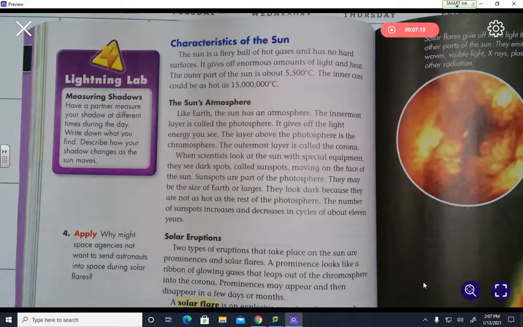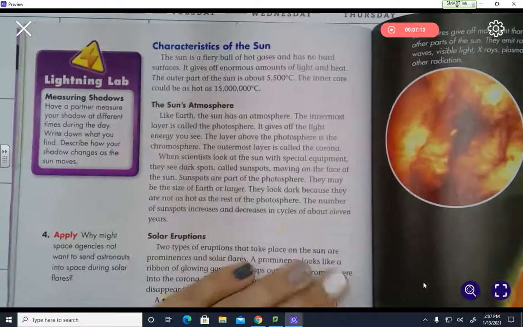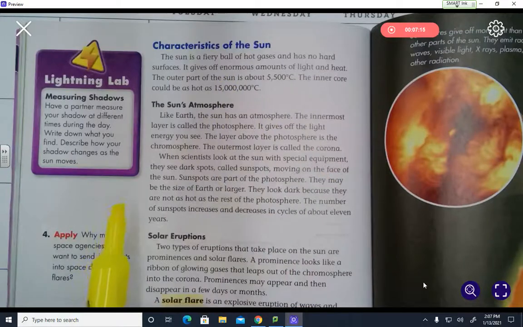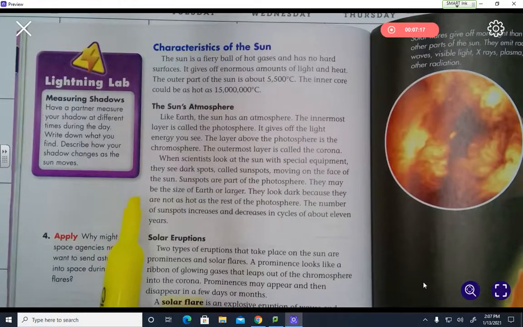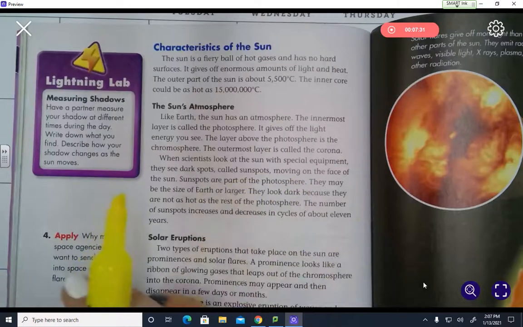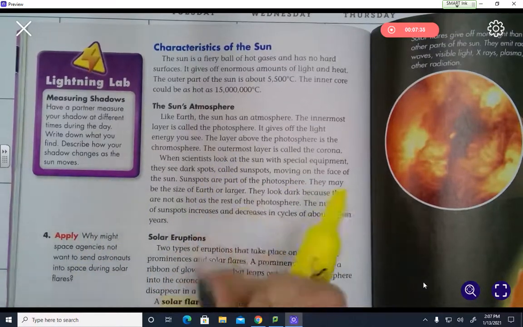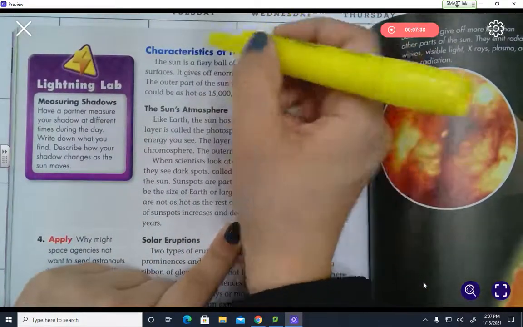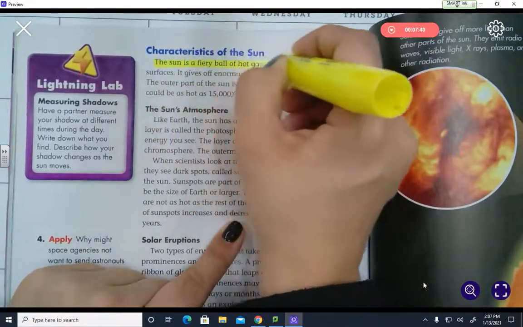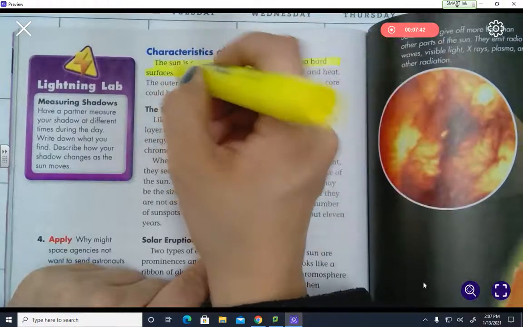We're going to talk about characteristics of the sun. The sun is a fiery ball of hot gas and has no hard surface. It gives off enormous amounts of light and heat. The outer part of the sun is about 5,500 degrees Celsius. The inner core could be as hot as 15 million degrees Celsius. So we're going to highlight the first sentence. It's a fiery ball of hot gas with no hard surfaces.